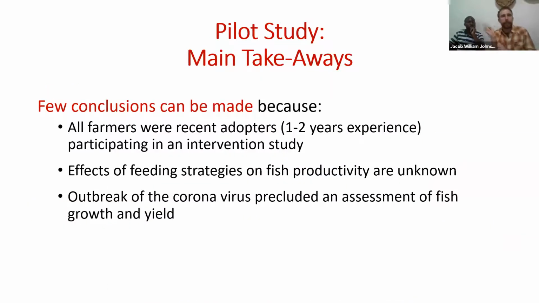So our main takeaways from the pilot study were that few conclusions can be made. I'll go over a few, but keep in mind that all farmers were recent adopters. They had just adopted aquaculture, and they were participating in an intervention study, which kind of clouds some of the objectivity of what we're doing. The effects of feeding strategy on fish productivity are unknown because we couldn't harvest the ponds.